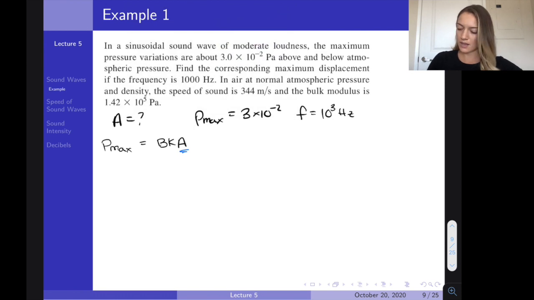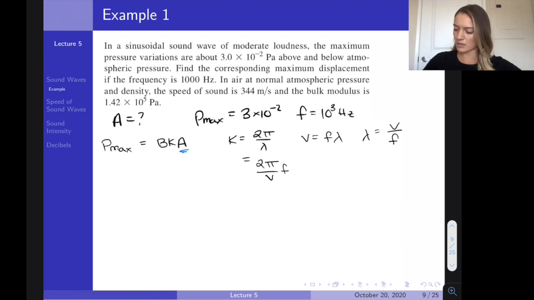To find K, remember K is the wave number, and that's going to be 2 pi over lambda. So now we need to find lambda. Remember, lambda is related to the frequency and velocity of a wave through this: the velocity is equal to the frequency times the wavelength. We have the frequency, and we have the velocity, so we can just solve for the wavelength. The wavelength is just going to be the velocity over the frequency. So let's plug V over F in right here. So we get K is 2 pi over V times F, right?